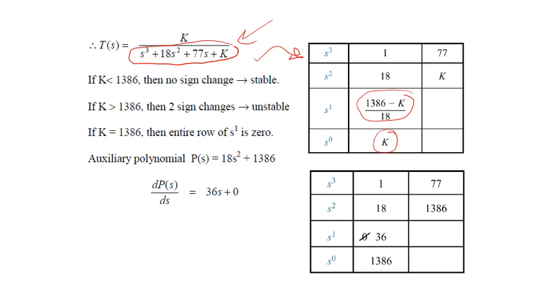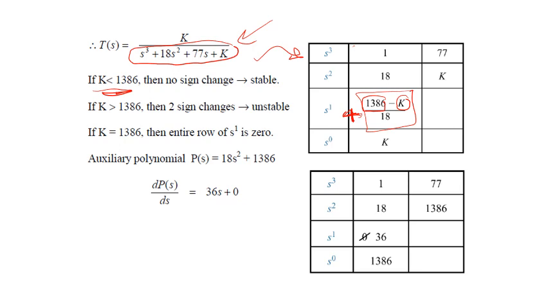Now let us check how to get the value of K for stable, marginally stable, or unstable. Notice it's clearly shown here that as long as K is smaller than this value, the sign of this member or this item will be positive. And if this is positive, that means we are going to have no changes in sign. That means the system will be stable. So for the system to be stable, we must get the value of K from 0 to less than 1386.